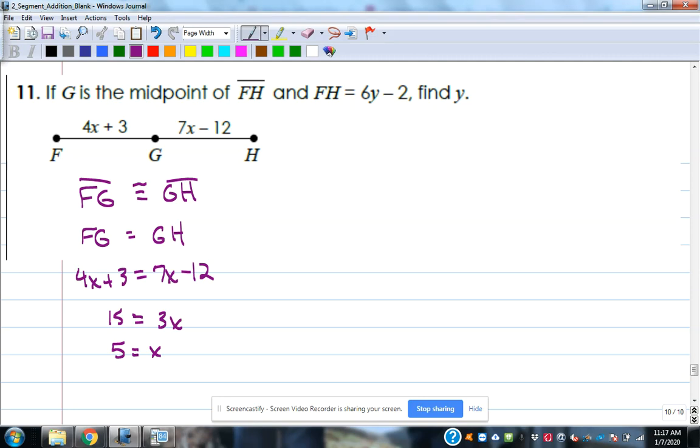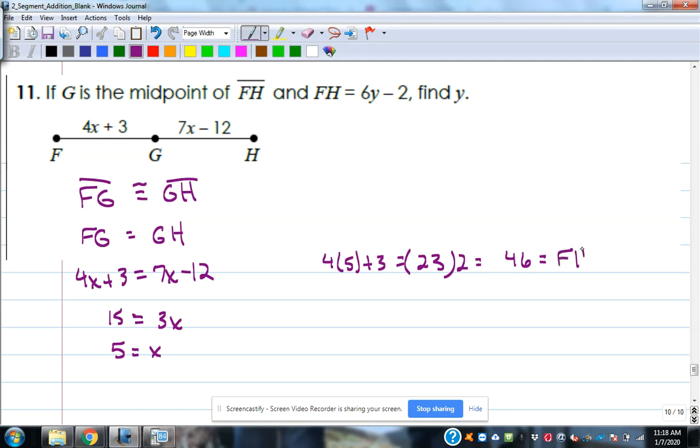And then what do we do with that to help us find y? Plug it into 4x plus 3 and 7x minus 12. Do I have to do it that way? Or I could just double one of them. Either way, it's fine. If I plug it into both of them, I'm going to add them together. If I just plug it into one, I'm going to double it. So 4 times 5 is 20 plus 3 is 23, and then I'm doubling that. So 46. What's it equal to?